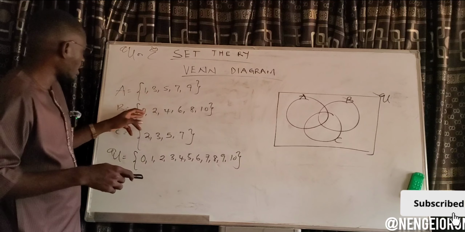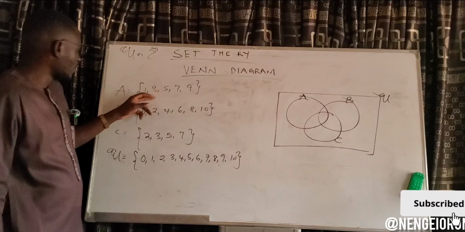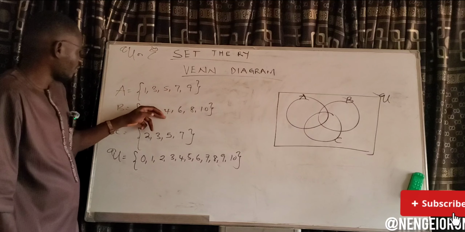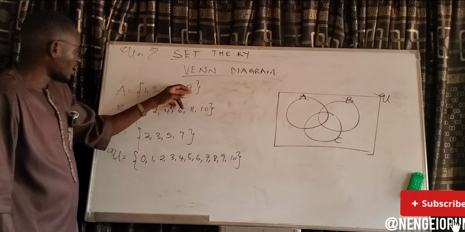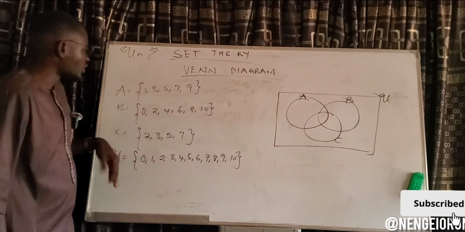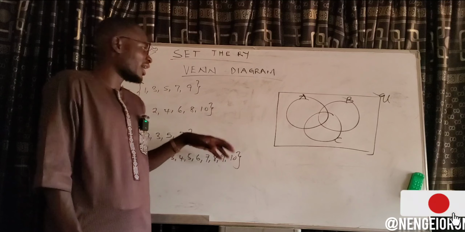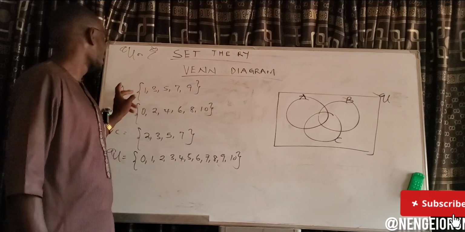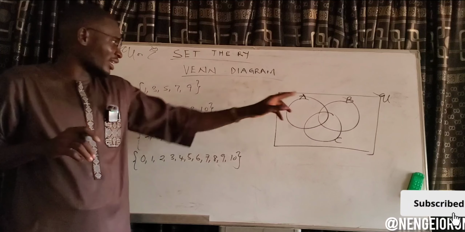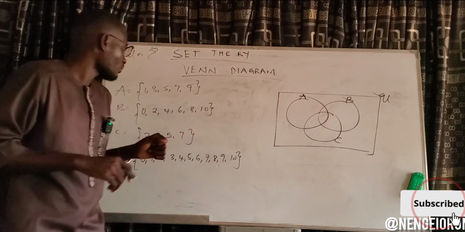You have 1 here, no 1 here. You have 3 here, no 3 here. 5 here, no 5 here. 7 here, no 7 here. 9 here, no 9 here. So there is no single element that is in between set A, B, and C. So you leave this point here empty.